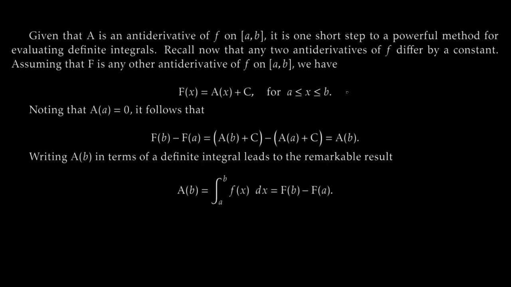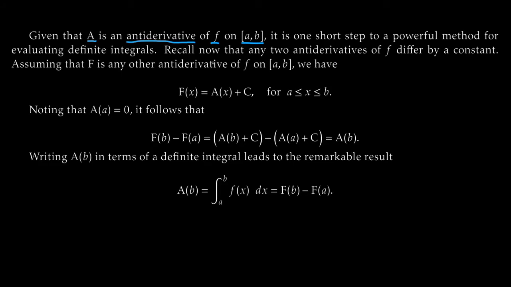So like we just saw, A of x, the area function, is an antiderivative of f on the closed interval from a to b. It turns out that we just have to take one short step to get to a very powerful method for evaluating definite integrals. We won't have to do any of these limits of Riemann sums, none of that fancy stuff. We can do a very, very powerful trick right here. So, basically, all of this just relies on one simple fact.